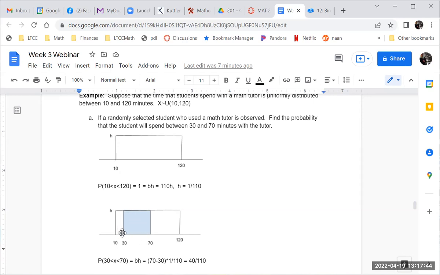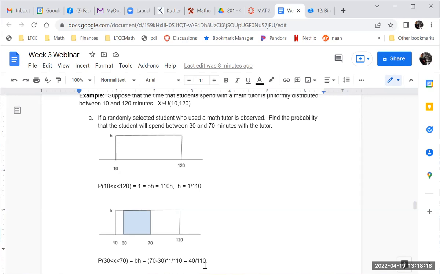And I need to find the probability of being between 30 and 70. That's the area of the shaded in rectangle. Again, area is base times height. I always like to write BH because that helps me get things in order. The base now will be 70 minus 30. The height, that was why we did all this, was 1 over 110. And 70 minus 30 was 40. So you just get 40 over 110.